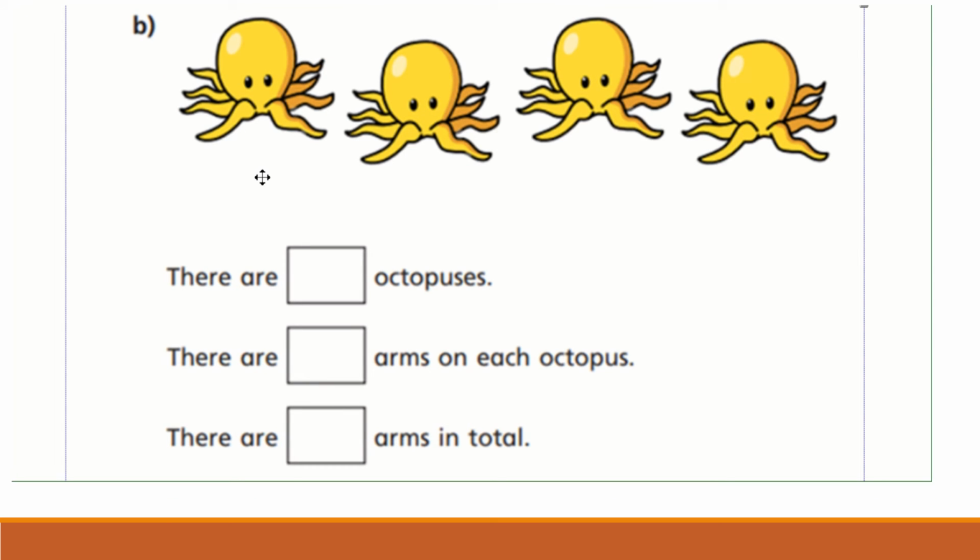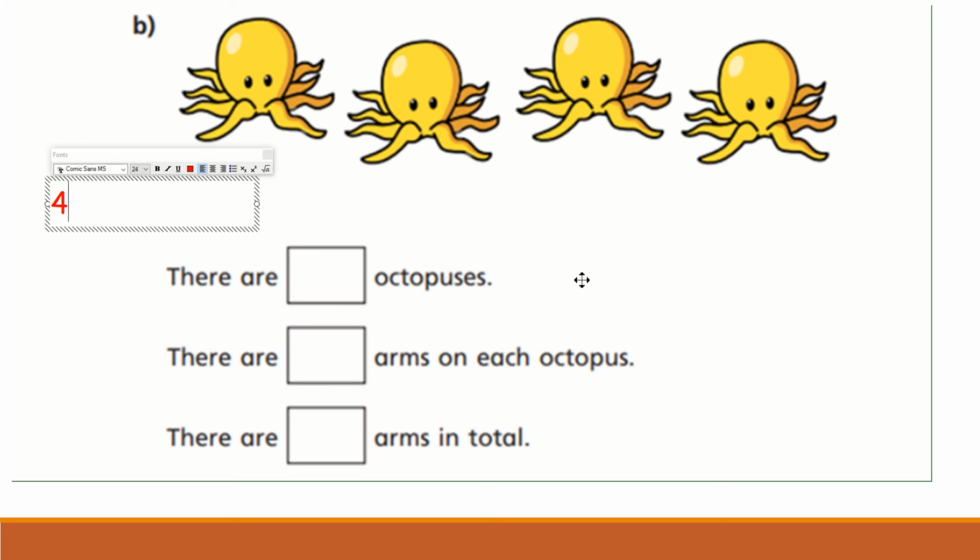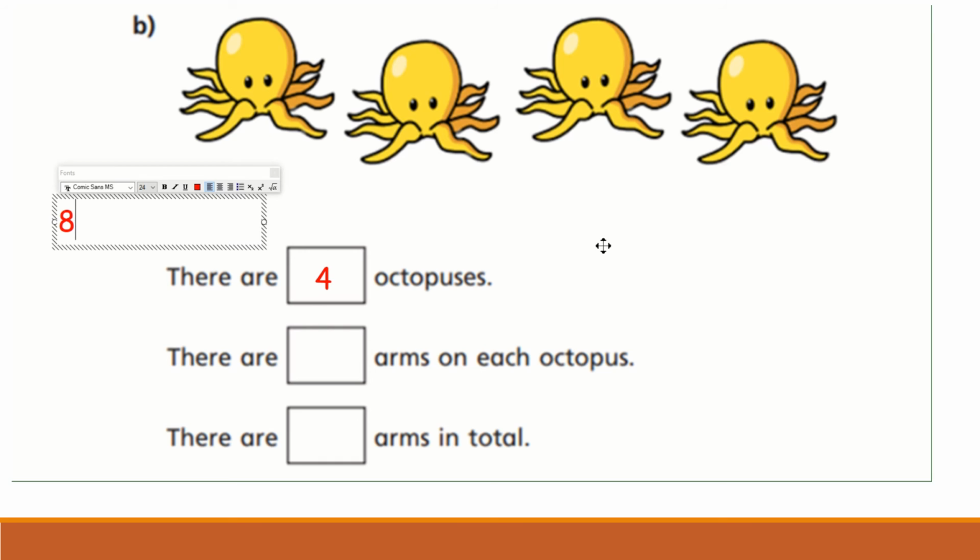Let's take a look at the second part to question number 1. There are how many octopuses? 1, 2, 3, 4. So there are 4 octopuses. How many arms? Well, we know octopuses have 8 arms. So there are 8. How many in total? 4 times 8, which is 32. And if we count on in 8s, we have 8, 16, 24, 32. Well done if you got that one correct too.